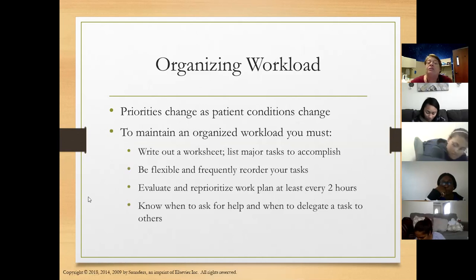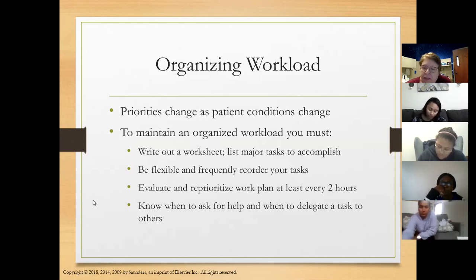So we use that to prioritize our workload. You're going to have 6, 8, 10, 12, 14, 20, 25 patients, depending on where you work. We've got to stay organized. So when you're getting a report, you're going to write out a worksheet and write down everything that needs to be done, the major tasks. You need to get blood glucoses. You need to pass meds. You have some treatments to do. We have somebody who's going to surgery today. Put those tasks down and then order them in order of priority.